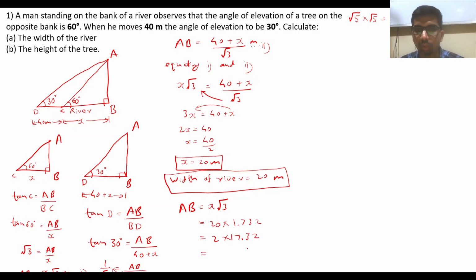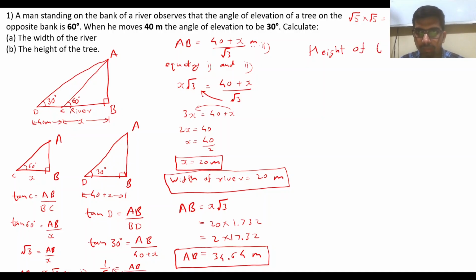Let's multiply. 2 into 2 हो जाएगा 4. 2 into 3 is 6. Decimal point. 2 into 7 is 14. Carry 1. 2 into 1 is 2, 3. So AB is itna, 34.64 meters. So we can say the height of the tree is kitna? Height of tree is 34.64 meters. This is the height of the tree, which you will get.